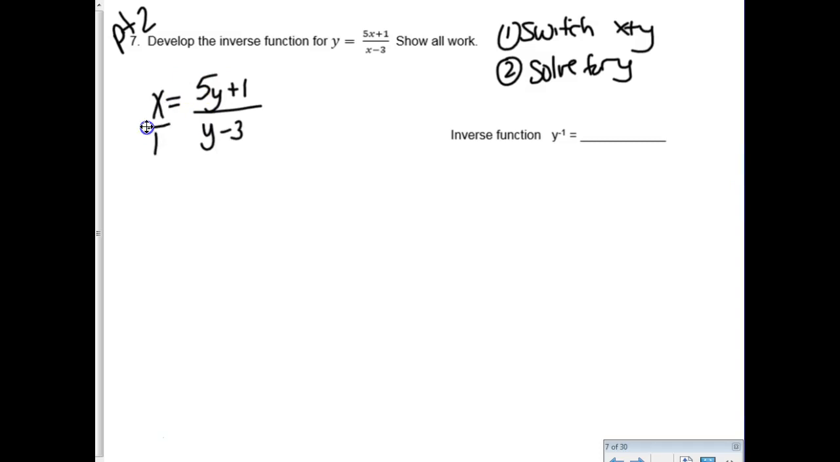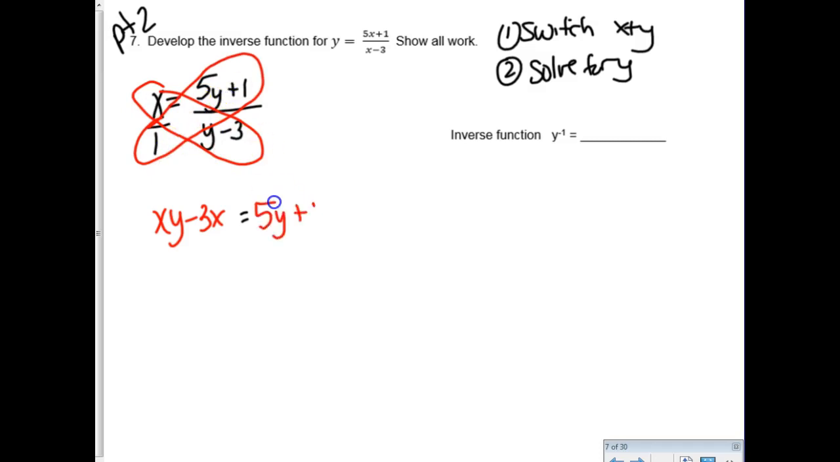And then we're going to kind of treat this like a proportion to free up the math. If you cross multiply x times (y minus 3), you get xy minus 3x. Last time we tested this, you guys really did very well on this question. But some of the mistakes I saw were people not distributing this part fully. So 1 times (5y plus 1) is 5y plus 1.